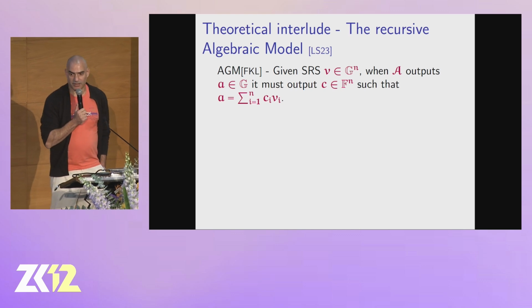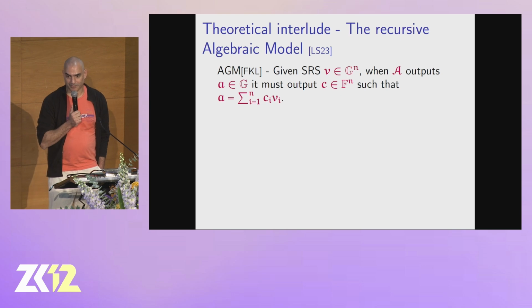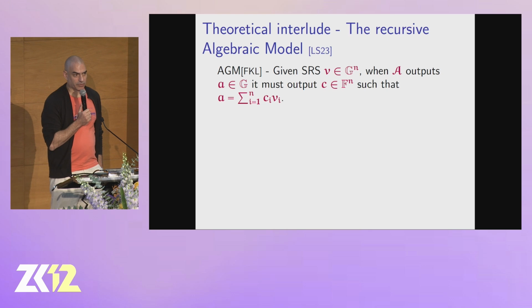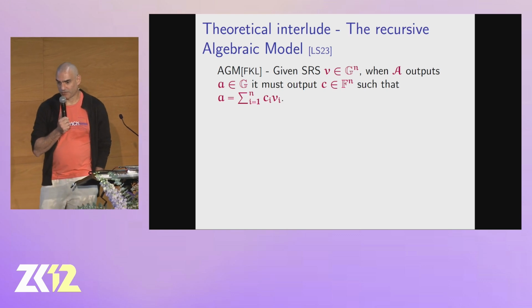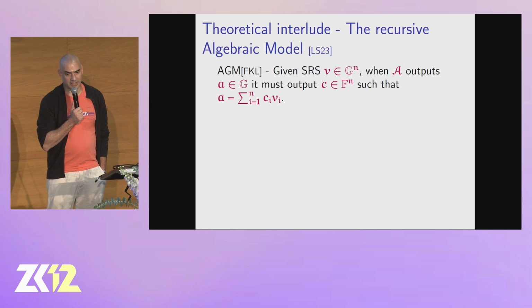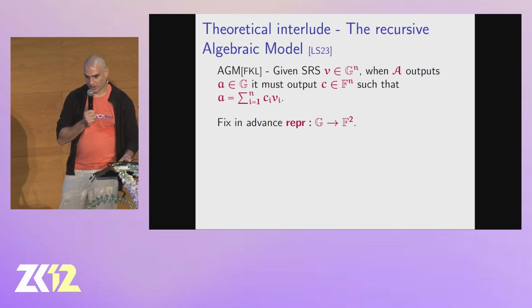The idea there is that if I have some structured reference string of elements of the group, then when an adversary outputs some A in the group, they must also explain how they got to this A from the SRS elements. So they must also output a vector of scalars C, such that this A is equal to some sum of C_i V_i.